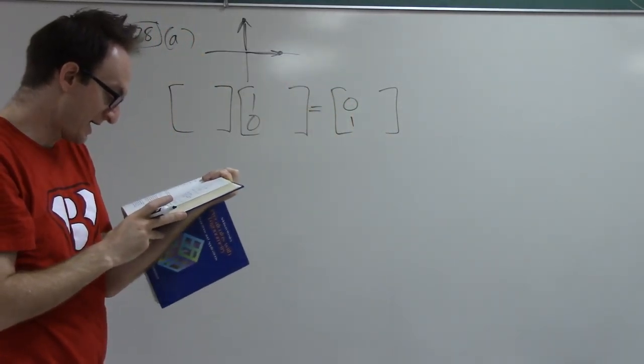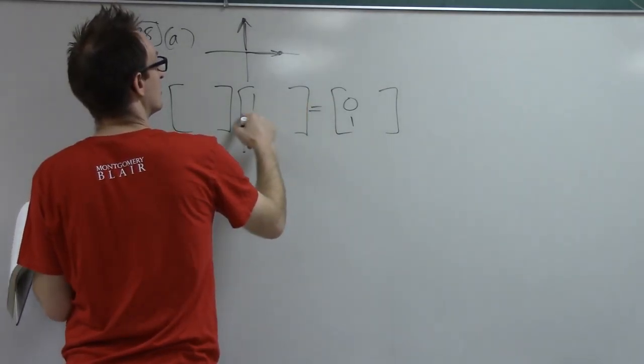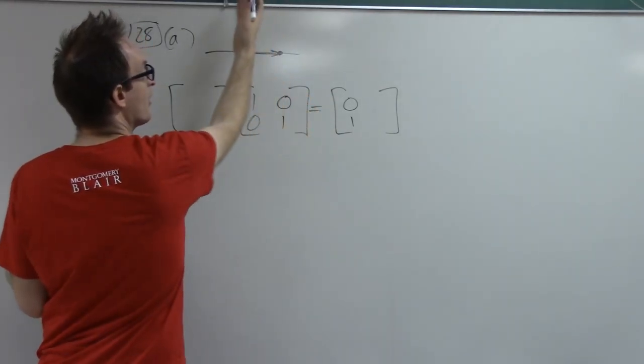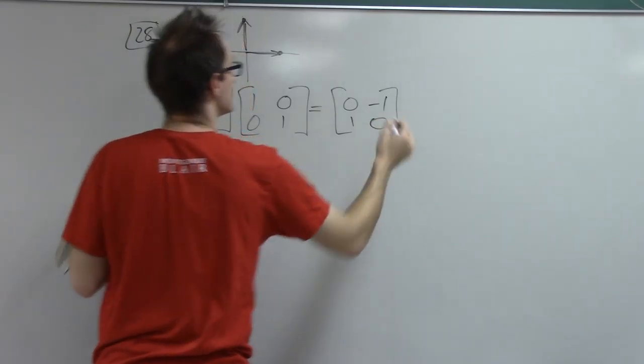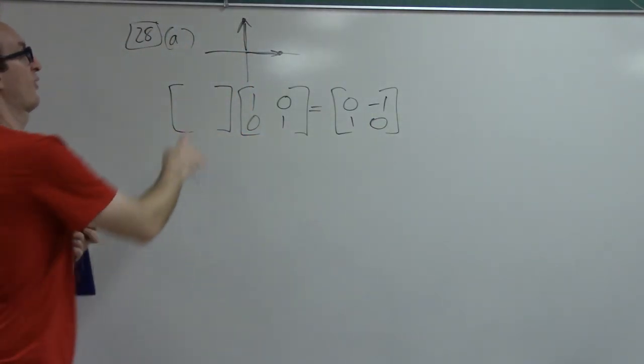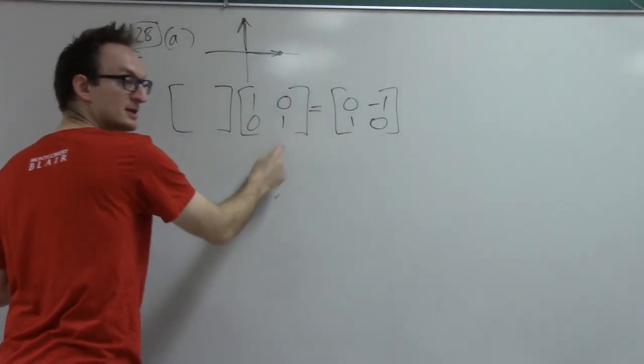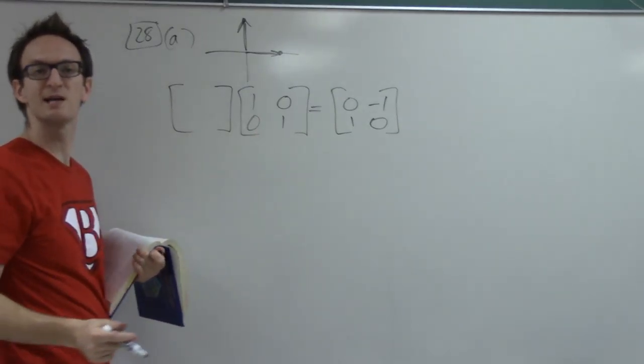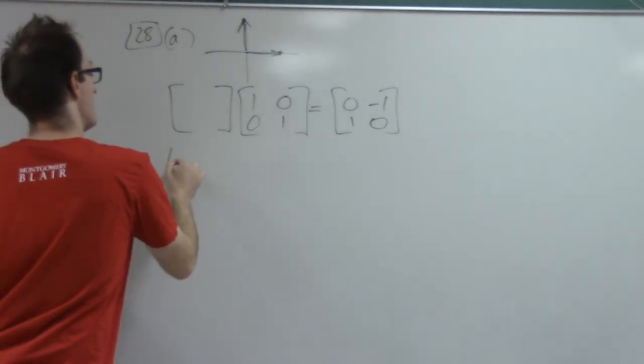And what is this matrix doing to the vector 0, 1? It's sending it to negative 1, 0. So what matrix performs this transformation? That one, because this is just the identity matrix. Vigorous head nods if you get it, cry if you don't. Okay, good.